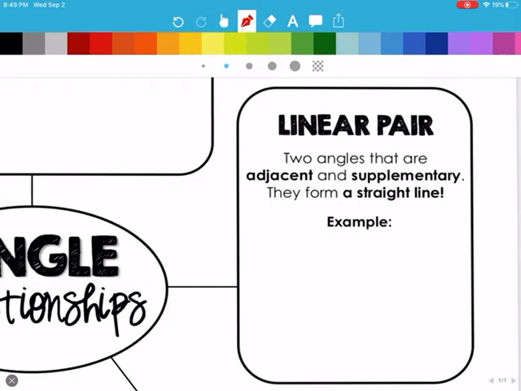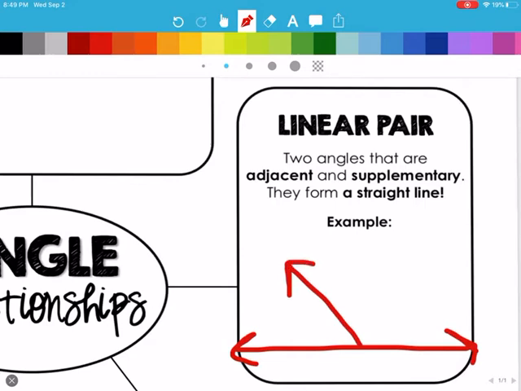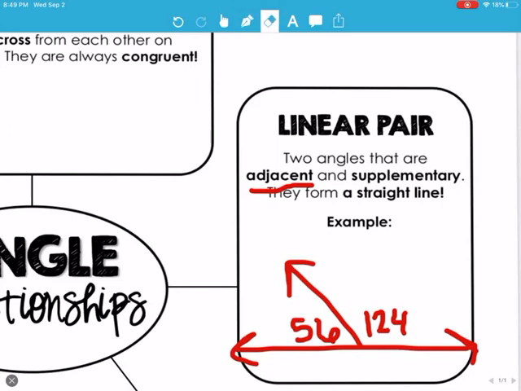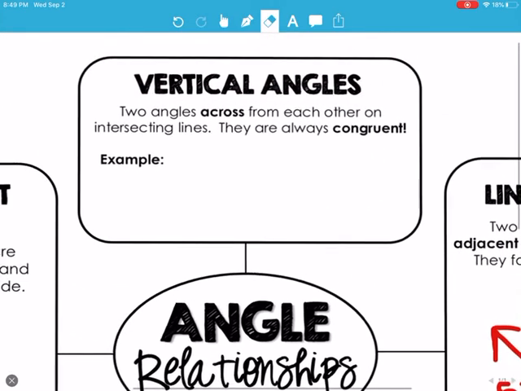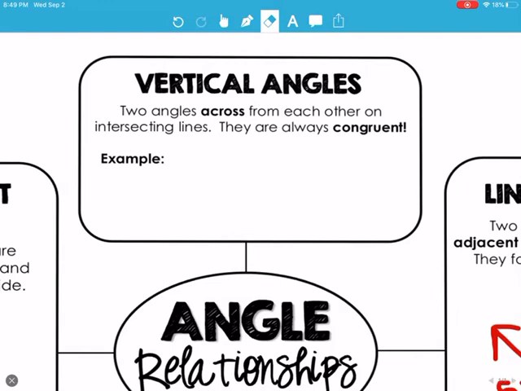A linear pair are those supplementary angles that are touching. Just like in that last example I just did, we can do 56 on this side, why not? And let's see here, 124 on the other side. Again, for a linear pair, they have to touch, okay? That's what that word adjacent means. They have to touch. Okay, pause if you need to. If not, I'm going to move on to vertical angles.